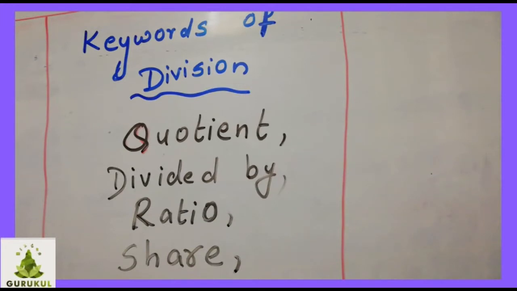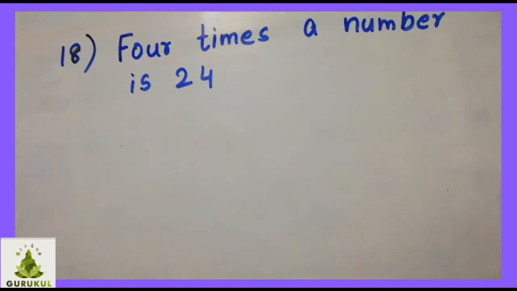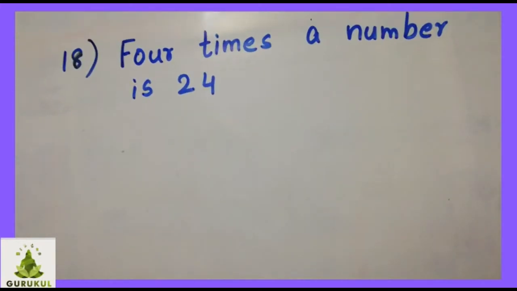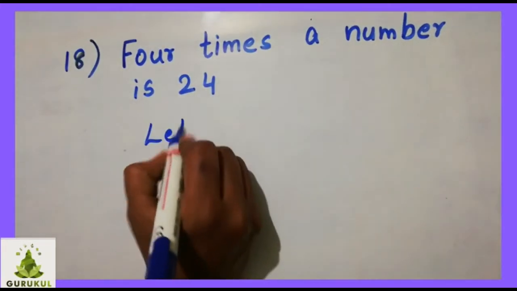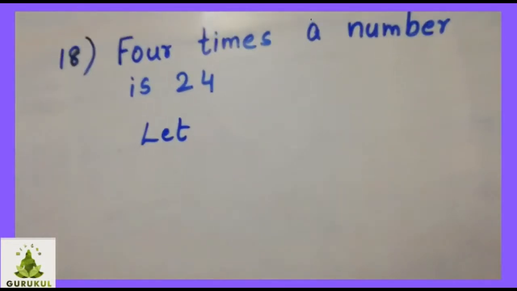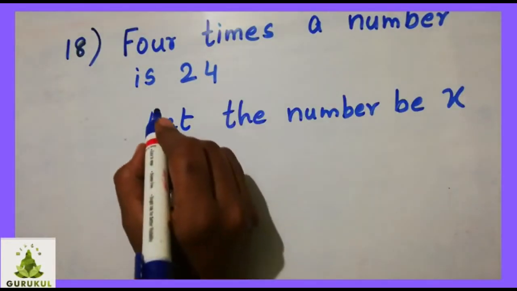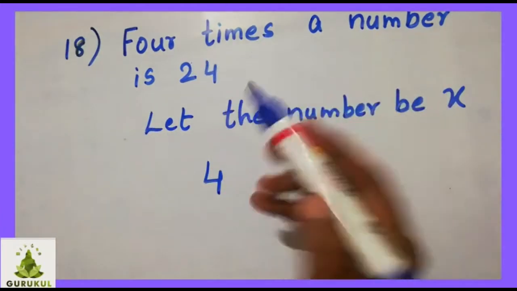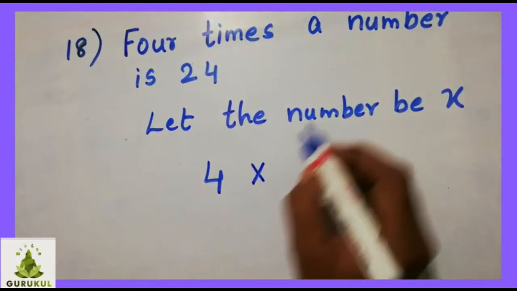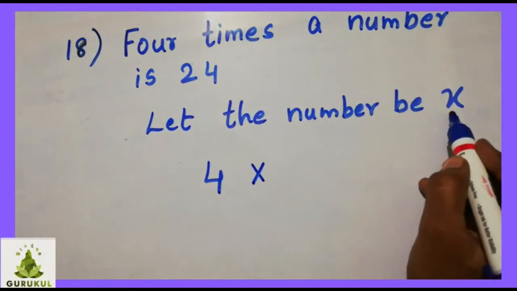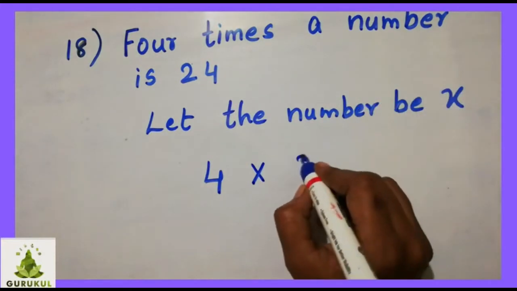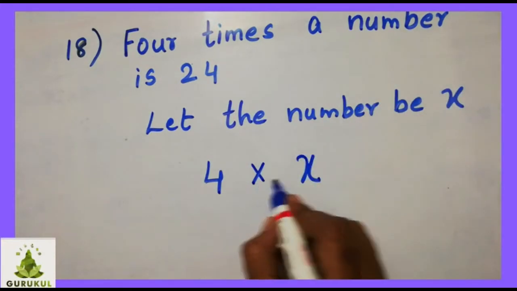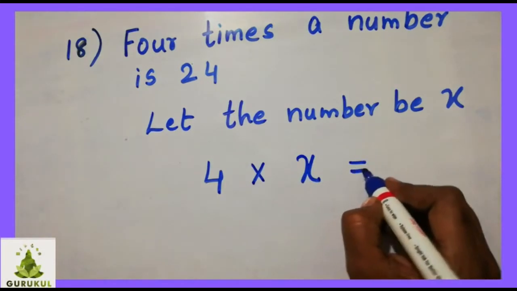Now related to this we will solve some statement sums. 4 times a number is 24. What we will take? Let the number be x. So 4 times means 4 times. See here, 4 times. Times means into. 4 times a number. We don't know the number. I took it as x. So this number x, 4 times a number is 24.